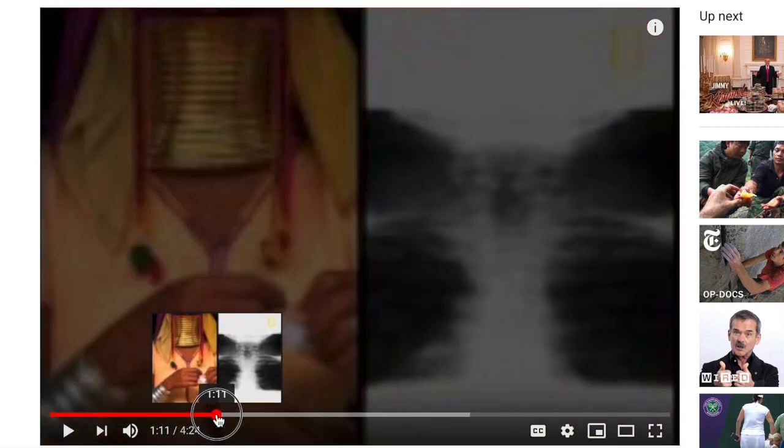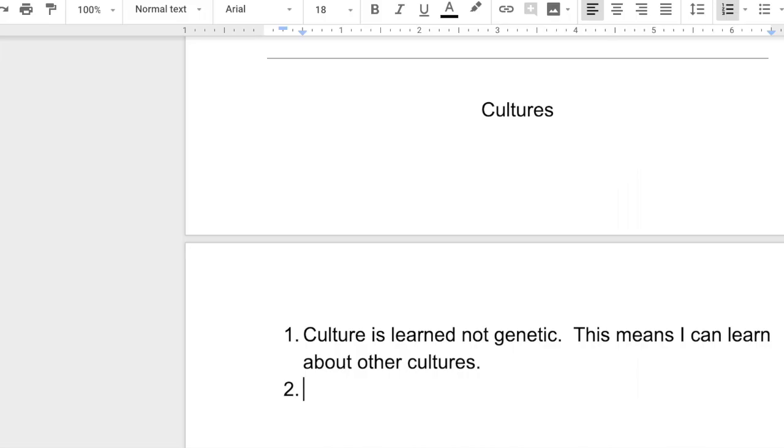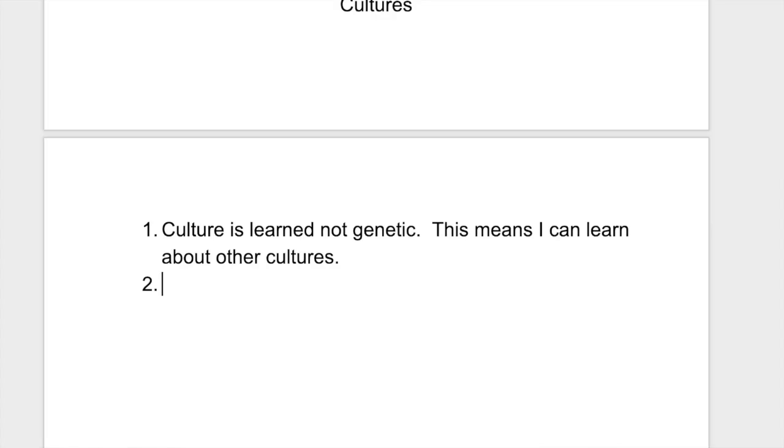In reality, what's happening is the neck isn't getting any longer, but the collarbone and the upper ribs are being crushed and pushed down. And so the idea here is that people behave in very different ways from around the world. People are raised with this very specific culture. And so what I want to say is this culture is inherently logical.